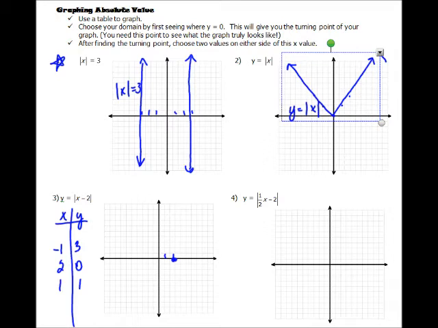Okay, so you have to kind of work this out here. If I had 2, 0, then I would have negative 2, 4, and I would have 0, 2. Okay, so I'm just kind of going through some different values here. All right, so that's going to look like this, ching, ching, basically. All right, y equals the absolute value of x minus 2.